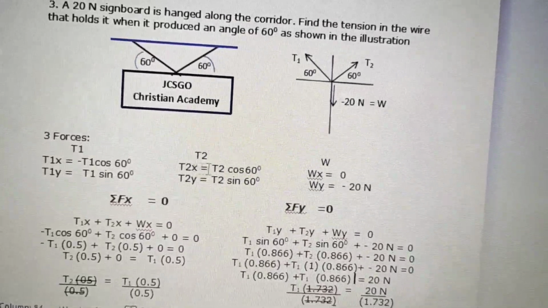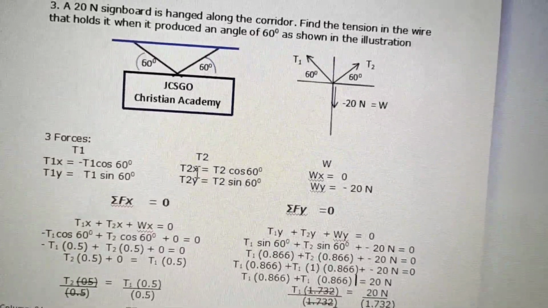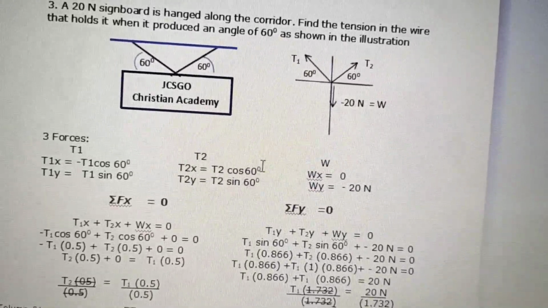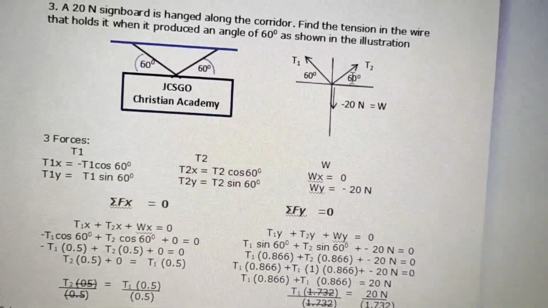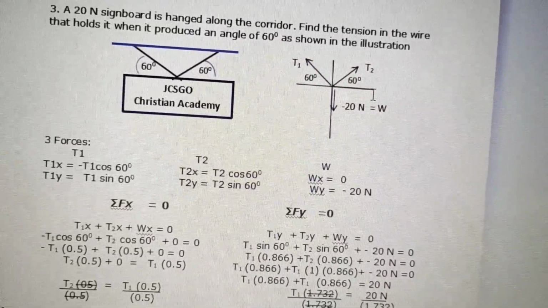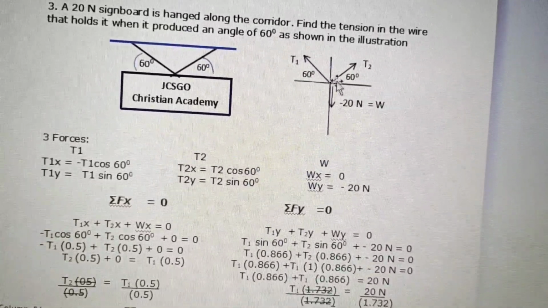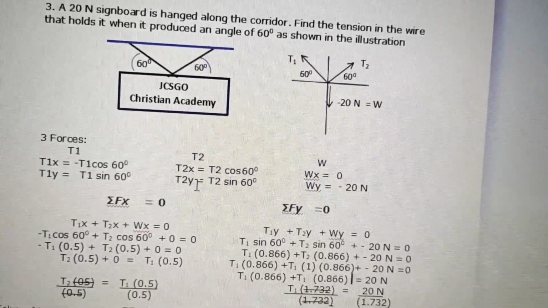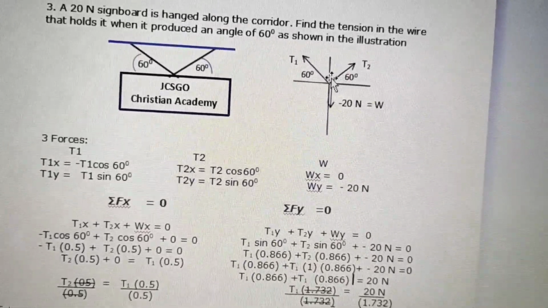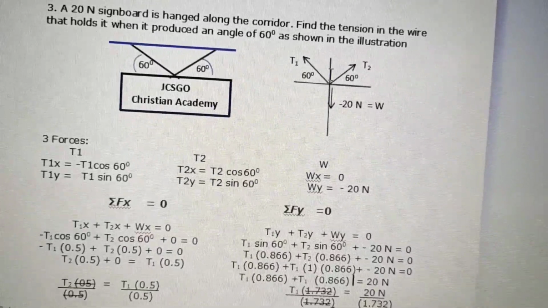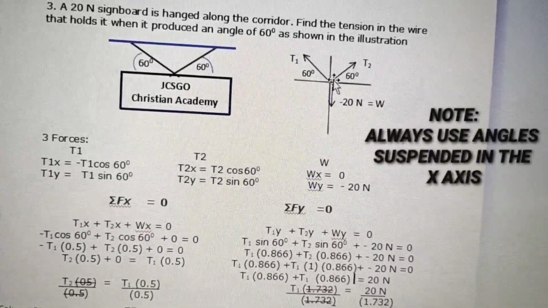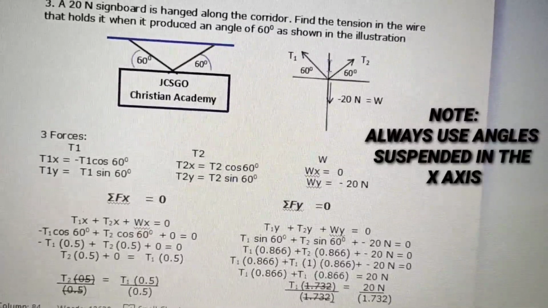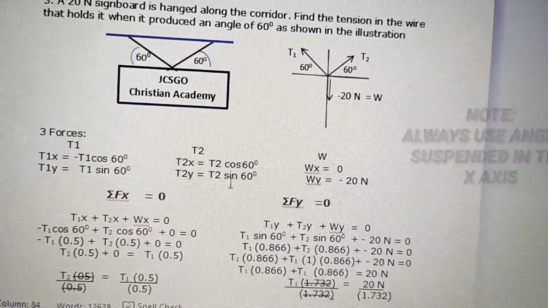Our next tension here is T2. The value for T2x is T2 cosine 60 degrees, positive because it is towards the right side. T2y gets a value of T2 sine 60 degrees. Again, positive because it is an upward force.